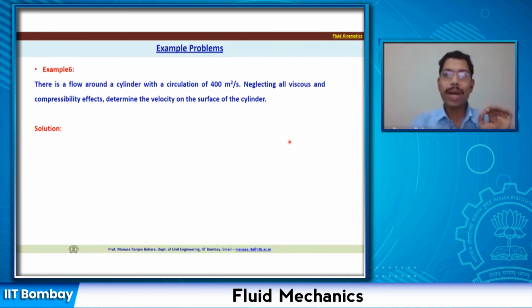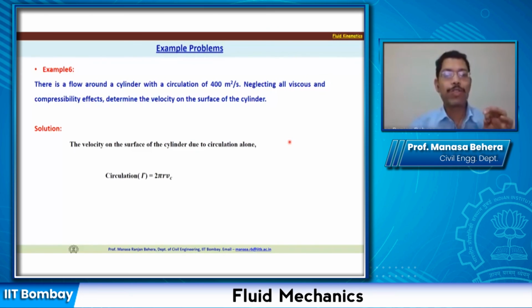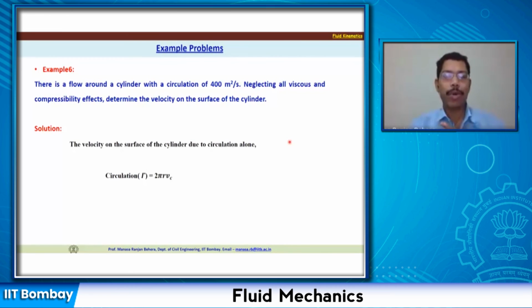So if you want to write it down, the velocity on the surface of the cylinder due to circulation alone, because we are neglecting all other effects, we can write down as this. Circulation, that is capital gamma, is equal to 2 pi r, the circumference, times the velocity along the circumference, let us say Vc. Because this is a cylinder, there is going to be a constant velocity at all the points, so it is considered as Vc. If we write down this expression, then our job is easy. So we can write Vc equals gamma by 2 pi r.